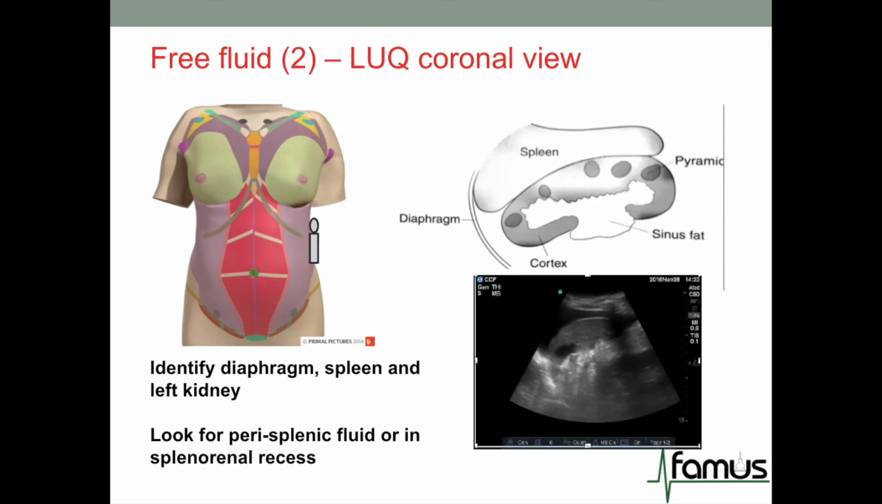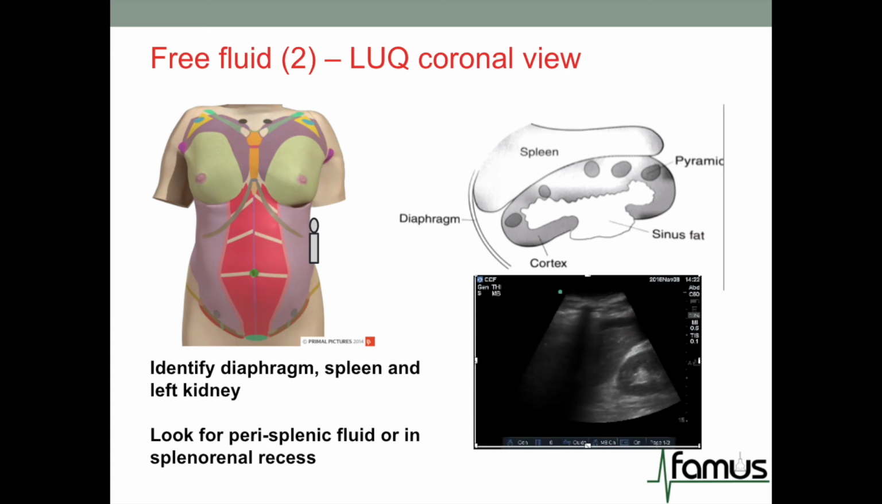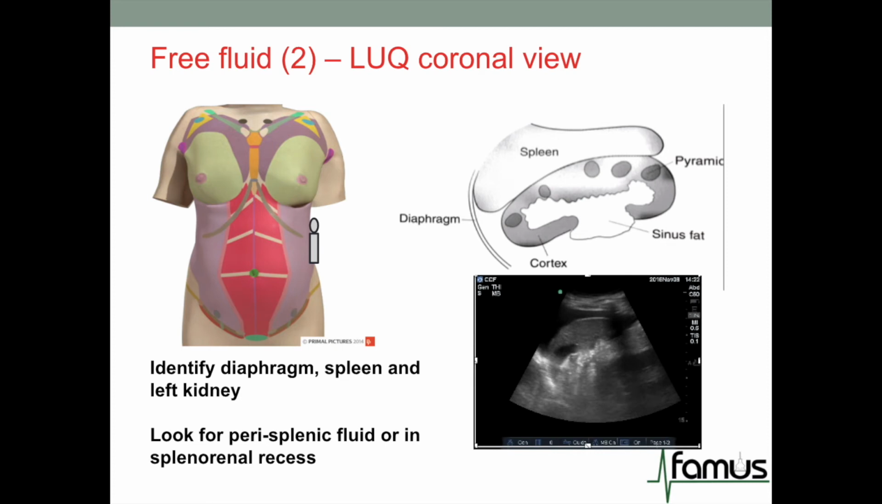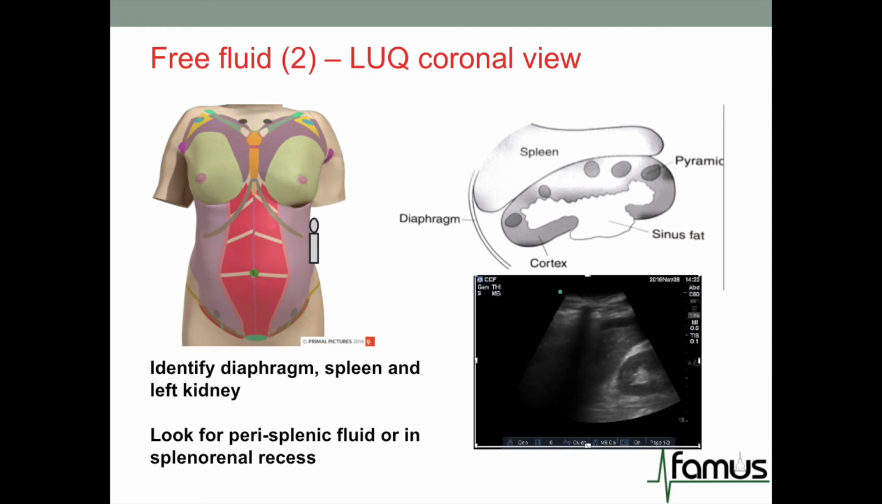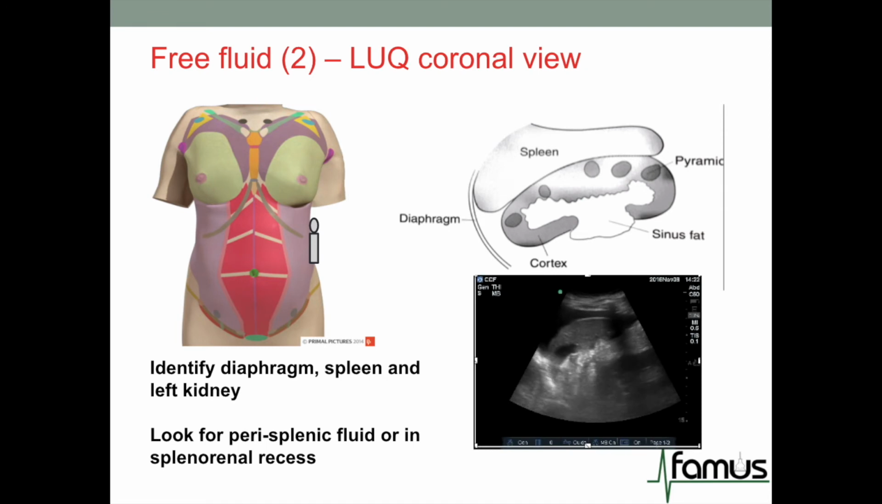With the left upper quadrant coronal view, we will identify the spleen, we will identify the diaphragm, we'll be able to identify the kidney, and so the virtual space between the kidney and the spleen. But also we will identify easily the costophrenic angle, and so we will be able to also say whether or not pleural fluid is collected in the left costophrenic angle space.